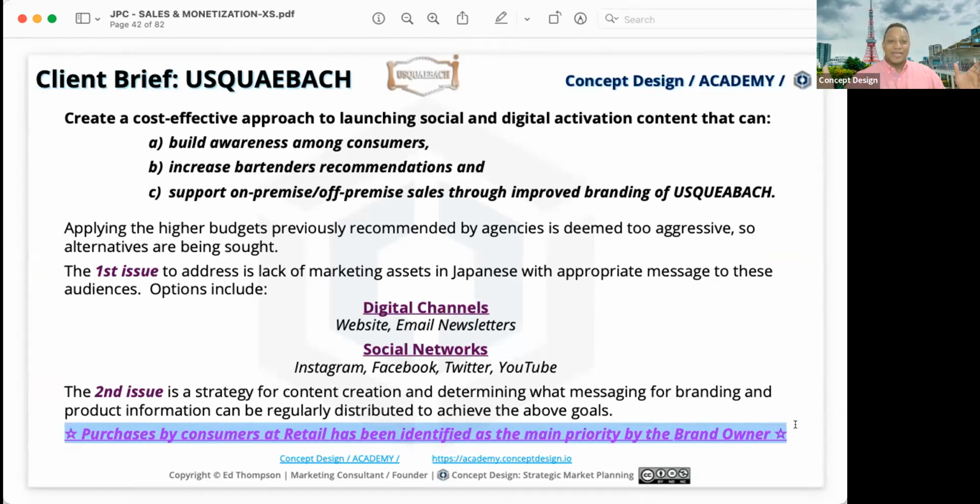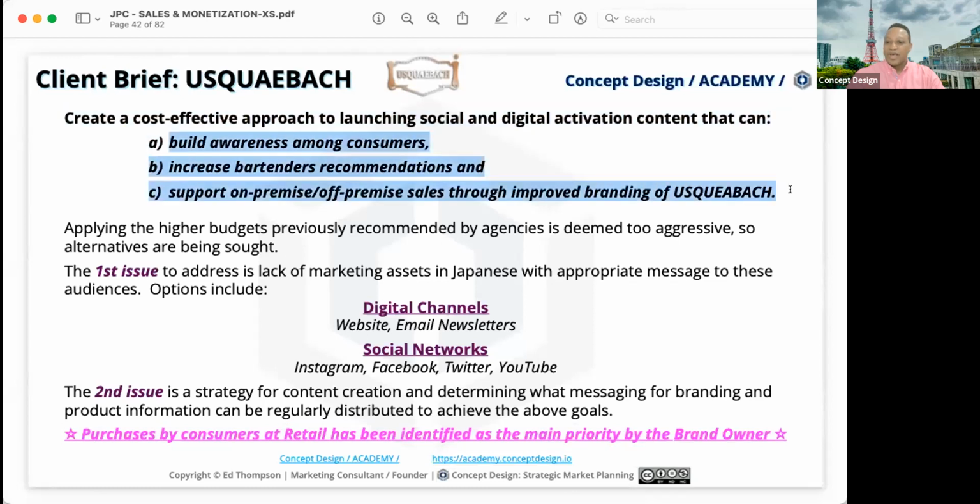Purchases by consumers at retail has been identified as the main priority by the brand owner. I am an agency. I live to serve. And if you tell me you want to sell in supermarkets, I will put together a campaign, a product that helps you sell in supermarkets. This was the official order by the client. Build awareness among consumers, increase bartender recommendations, support on-premise and off-premise sales through improved branding. And so I developed a campaign. It was driven off social and digital media, and it was based on this order.